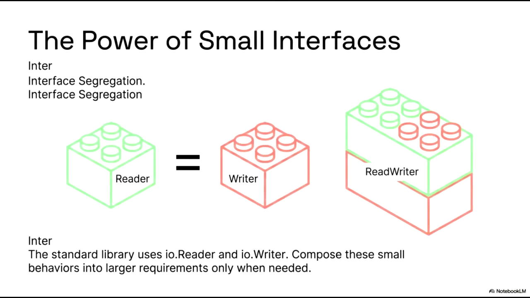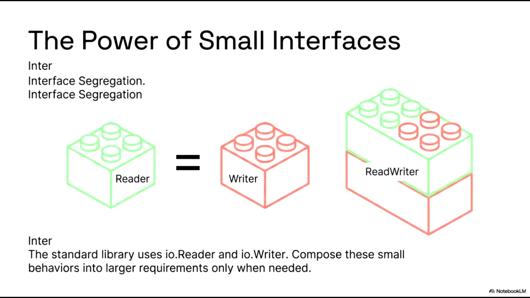Interface segregation is a fundamental design principle that champions the use of small, single-purpose interfaces over large, monolithic ones. This concept is visualized here through the analogy of building blocks. We have a reader and a writer. By keeping these interfaces segregated, we allow components to depend only on the specific behaviors they require.